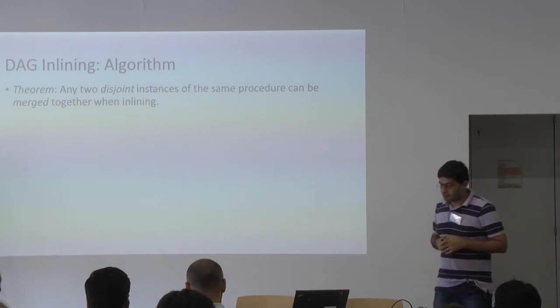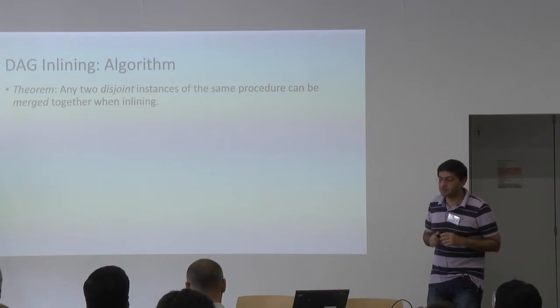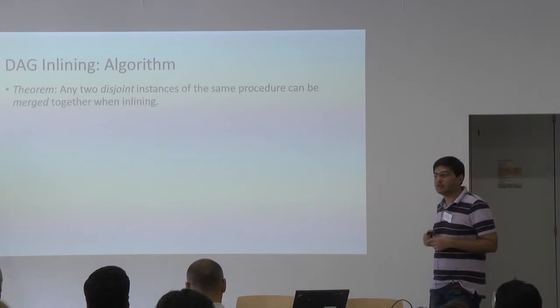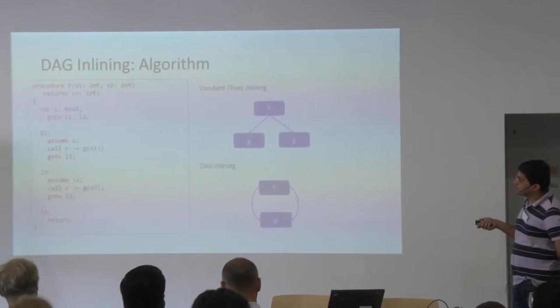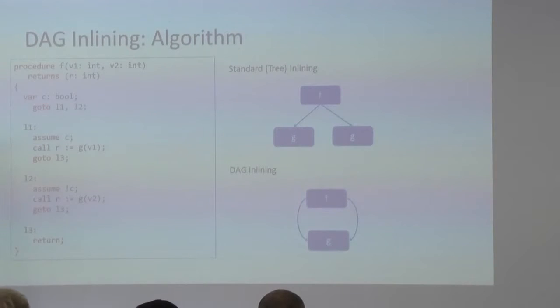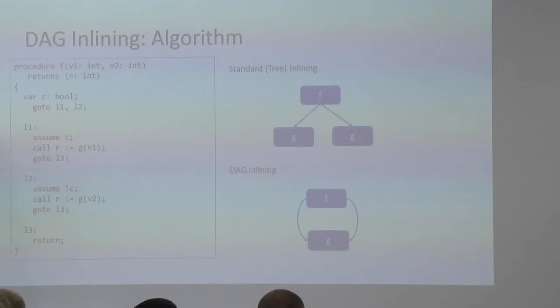All right, so here's the theorem. Any two disjoint instances of the same procedure can be merged together when inlining. That's where the merging in the DAG comes in. So this program was carefully chosen to make the two instances of G be disjoint. The standard inlining was ending up with a thing that looked like this. In DAG inlining, we will end up with a DAG like this. Because the two instances of G are disjoint, I will create a VC in which only one copy of the VC of G is there.